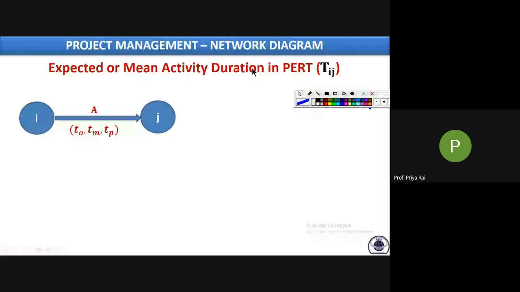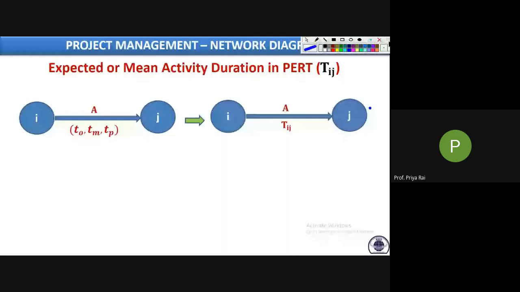Now instead of 3, we will convert these 3 into a single value, which is Tij. And this is the expected mean activity duration. See, this has been converted to a single value. Now it looks like a CPM network only, right? This was the PERT. Now it is similar to your CPM. Instead of DIJ, here it is TIJ. But it is looking like a CPM network.